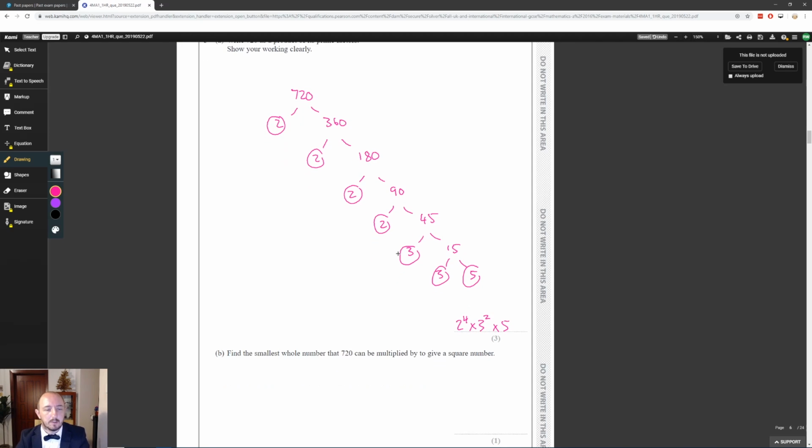For part B, find the smallest whole number that 720 can be multiplied by to give a square number. So for a square number, we would have even powers in all of these, because then we would have square numbers in here. So we have 2 squared already for the 2 to the power of 4. We have the 3 squared, and then we have the 5. That's an odd power because it's power of 1. So we need another 5 in here. This is the number we need to multiply to give us our square number. So the answer to that would be 5.